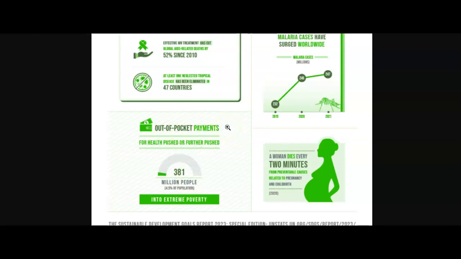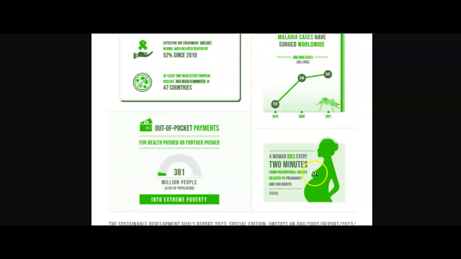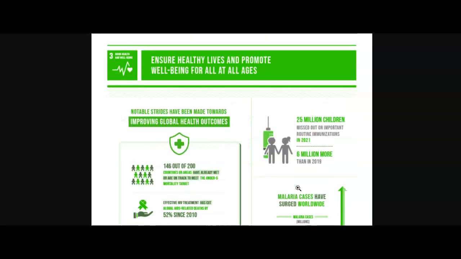Now, remember, this is globally: health costs pushed or further pushed 381 million people, which is almost 5% of the world's population, into extreme poverty. You can look at a few more things here, and maybe you're going to talk about how a woman dies every 2 minutes from preventable causes related to pregnancy and childbirth. This is the kind of information I want you to share with your peers.